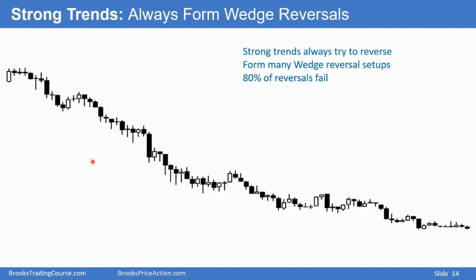3 pushes down, 1, 2, 3, wedge bull flag. Very tight bear channel. Where are the bull bars? No buying pressure. This is not a tradable bottom. It's going to lead to a bear flag and a resumption of the bear trend. 3 more pushes. We have another wedge. We have tails. We have a bull bar. Is this a good buy? No, it's a very tight bear channel.